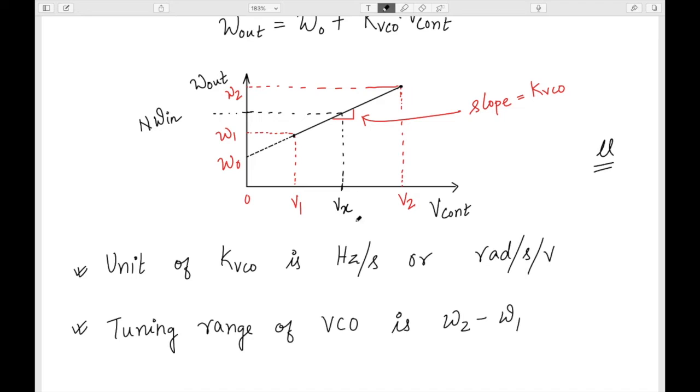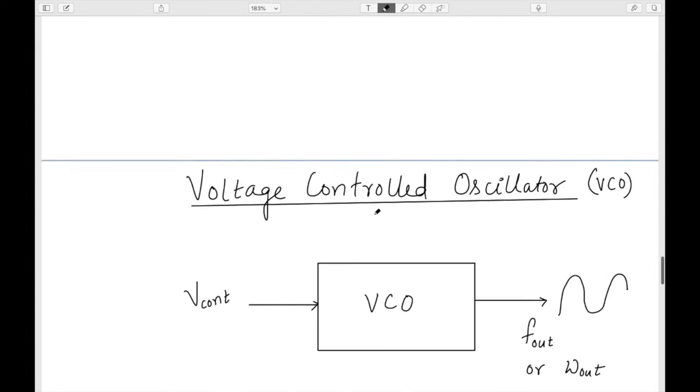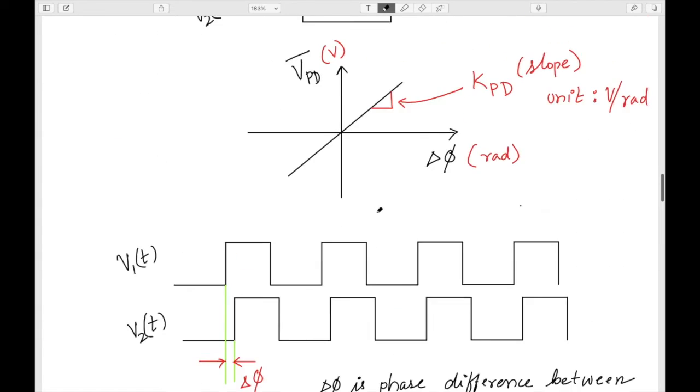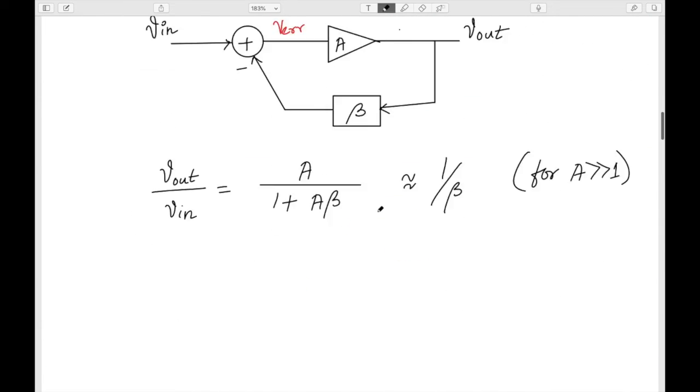So even though we are generating a voltage Vx, there may be some noise coupling, and it may run around and deviate from n times omega in, because we want precisely n times omega in. The frequency requirement is very, very strict. Okay, and this is the same as asking why we have to go for a feedback circuit in an amplifier circuit, right?